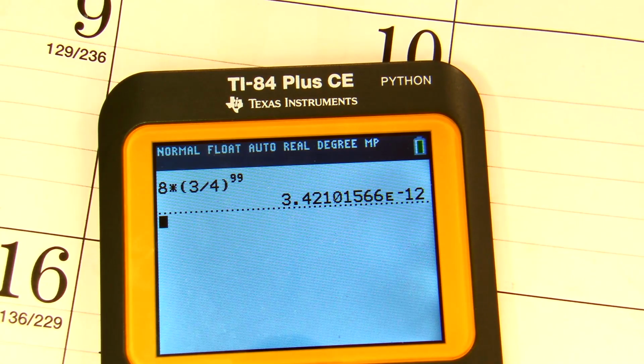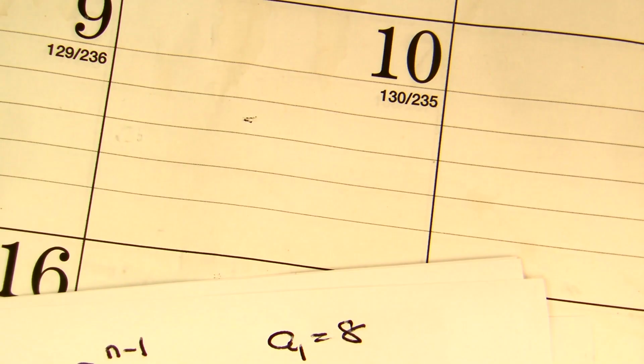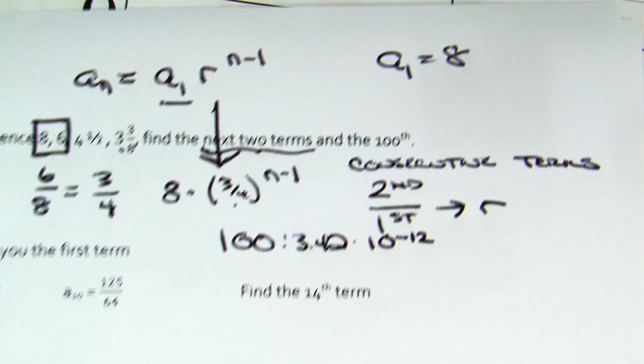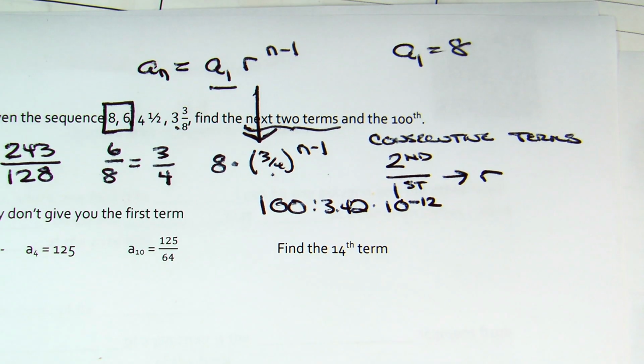And you're going to get a number in scientific notation because it's very, very small. All I would expect you to do is write the first couple digits. And that would be 3.42. And then write it correctly in scientific notation, 10 to the negative 12. So that's all I would want you to do. All good?